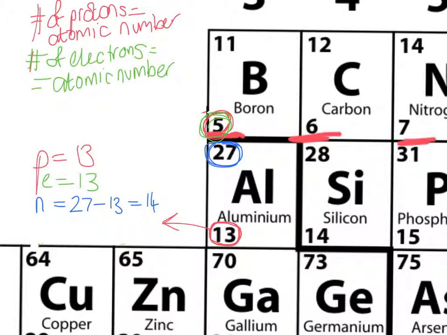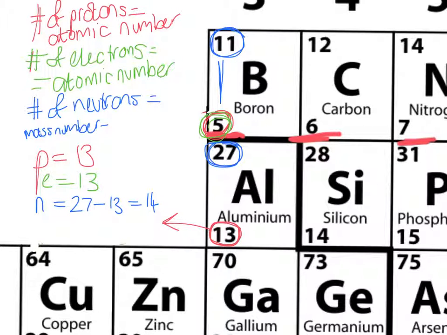And then our number of neutrons we need to do a small calculation for. It's always going to be the mass number take away your atomic number. Sometimes people think of working out our number of neutrons as the big number minus the small number. Because if you think about it, the mass number gives us the total number of protons and neutrons.